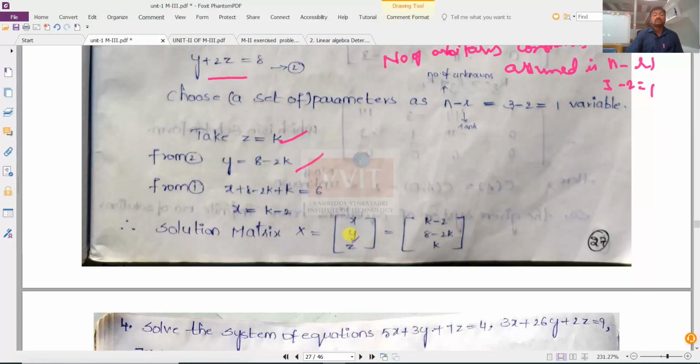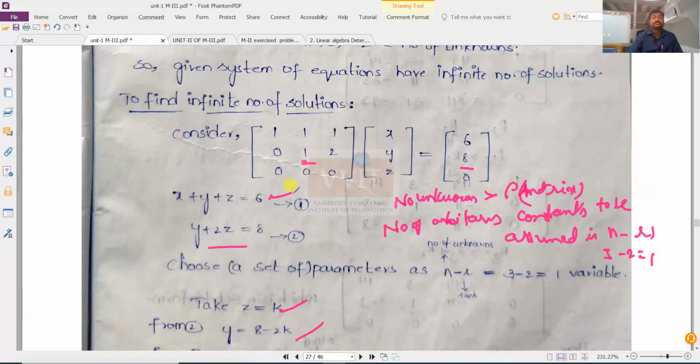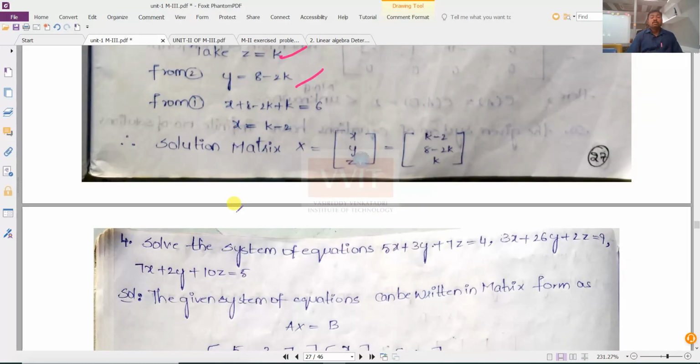Similarly, in x plus y plus z equals 6, plugging these values here, in place of y I need to write 8 minus 2k, plus z, which is k. After simplification, I found here x is equal to k minus 2.